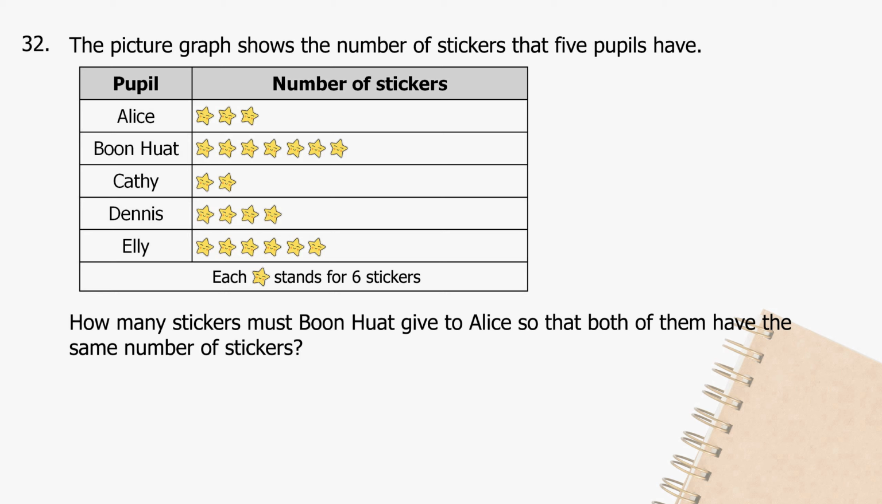Question 32. The picture graph shows the number of stickers that 5 pupils have. How many stickers must Boone Hewitt give to Alice, so that both of them have the same number of stickers?